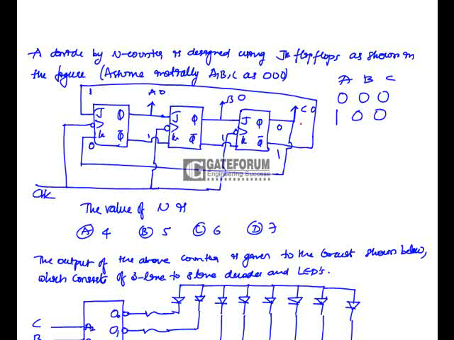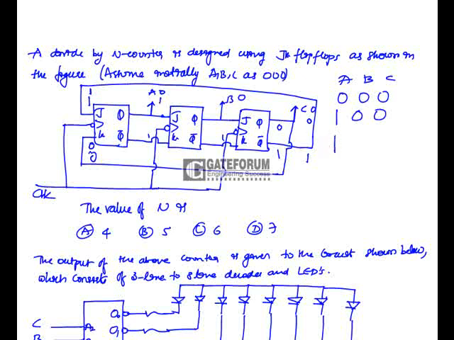Now again we have C equal to 0. What about this one? This should be equal to Q bar, which is equal to 1. Again these values are J equal to 1 and K equal to 0. If you have 1 and 0, again the A value is equal to 1 from the truth table of the JK flip-flop.